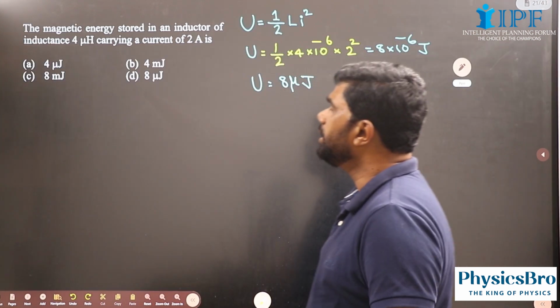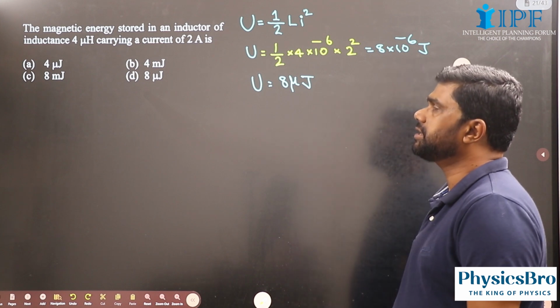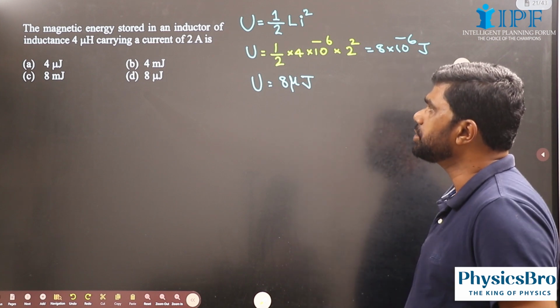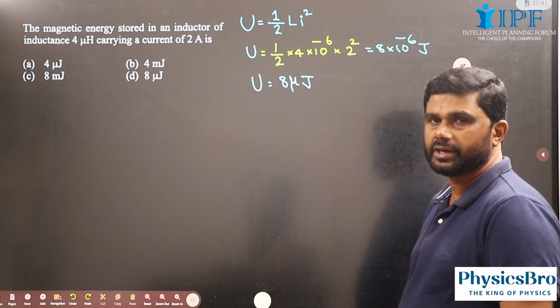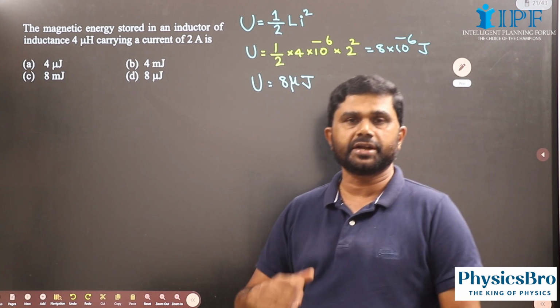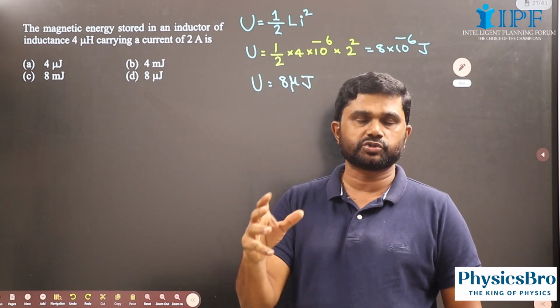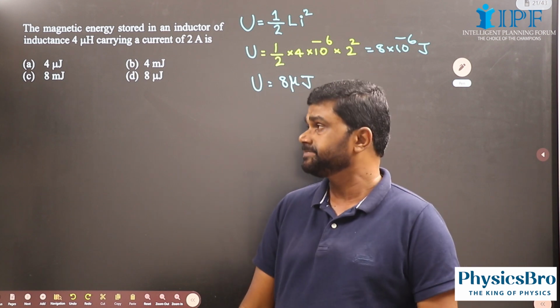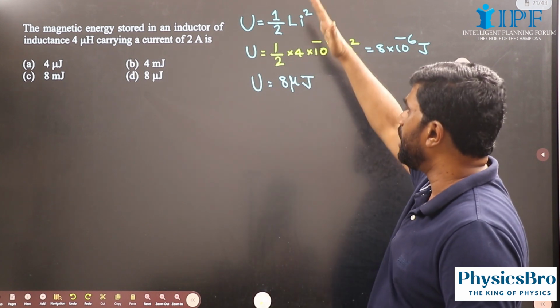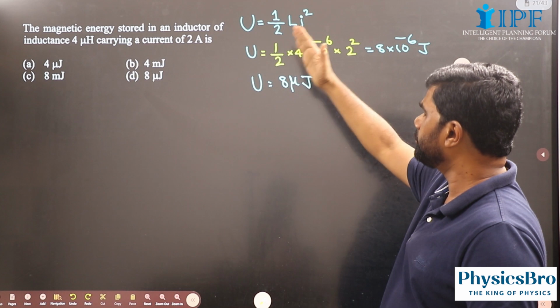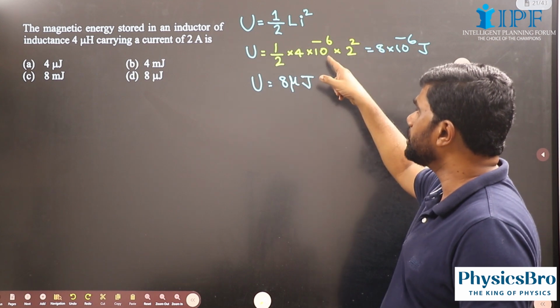Right. Now the magnetic energy stored in an inductor of inductance 4 microhenry carrying a current 2 ampere. See, the energy stored in an inductor is half Li square. This is an important formula. Usually you can expect this question. Okay, U equal to half Li square.